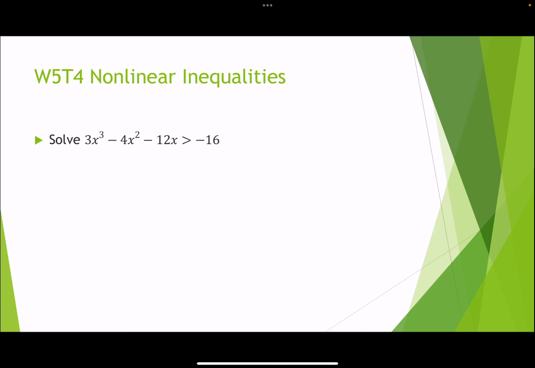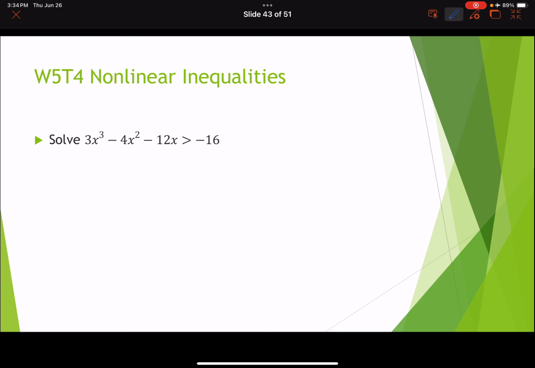Okay? Let's try one that's a little more complicated. What if we do something like this? So we have 3x cubed minus 4x squared minus 12x greater than negative 16. Okay? So again, we want this to be equal to 0 first. So we're going to rewrite this and move that 16 over. So it's going to be 3x cubed minus 4x squared minus 12x plus 16 is greater than 0.